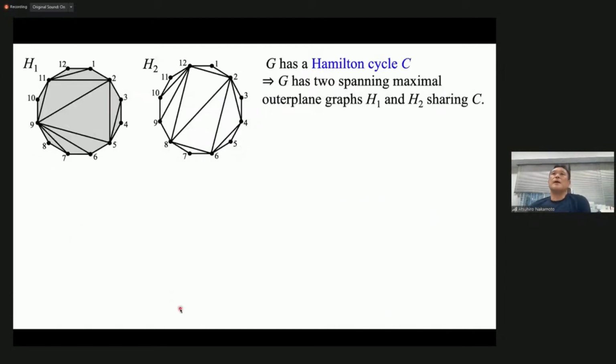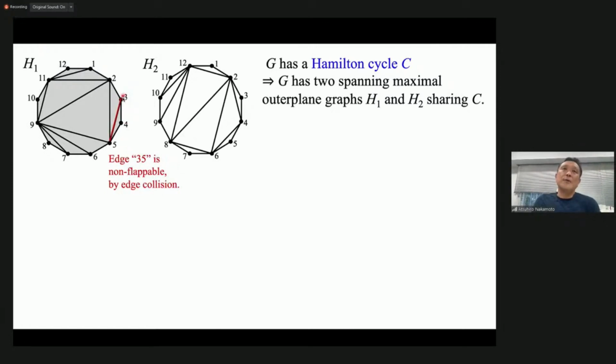Okay, so now G has a Hamilton cycle C, so G has two spanning maximal outer plane graphs H1 and H2 sharing C. Our idea is to apply a diagonal flip in H1 or H2. But we have to be careful to consider this edge.